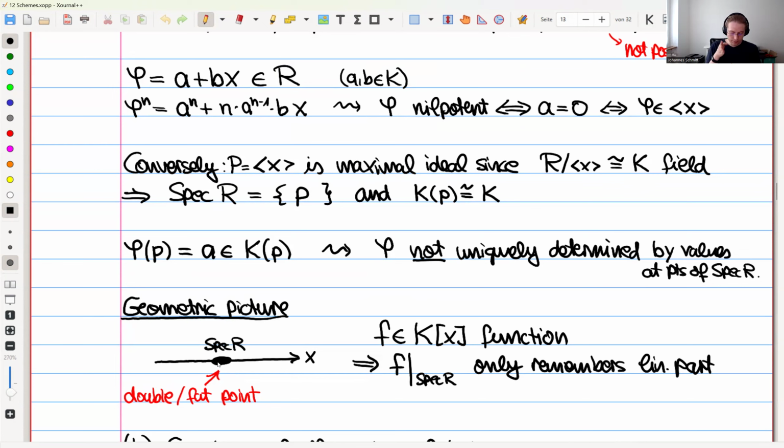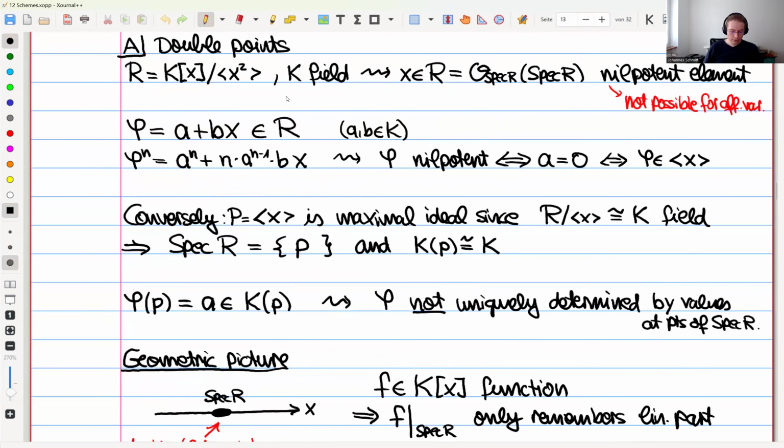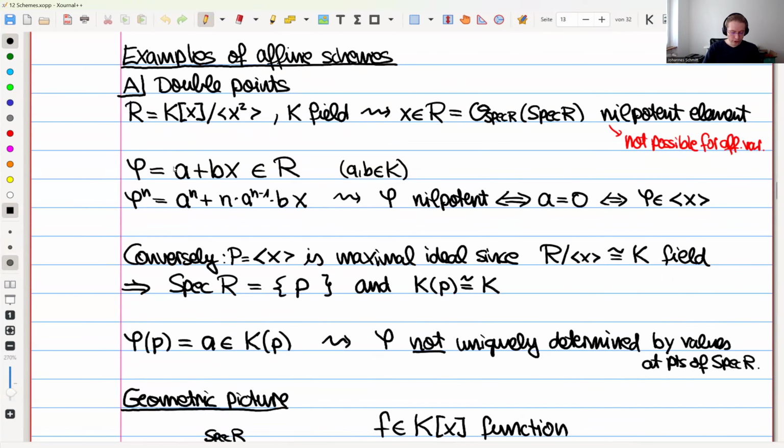So it's not just a single point, but it has a bit of infinitesimal direction in this x direction. In particular, what this means is that if you have a function f in K[x], this would be a global function on Spec K[x], and you restrict it to this point. What this means is you take it in this quotient K[x] modulo x squared, and then what you see here is it exactly remembers not just the value at the point 0, but it also remembers the kind of first order behavior of the function at the point 0.